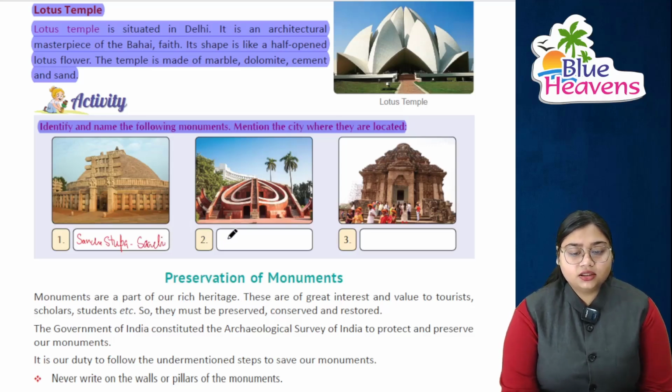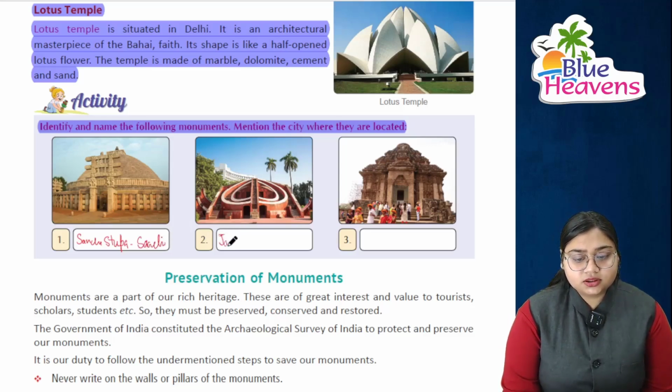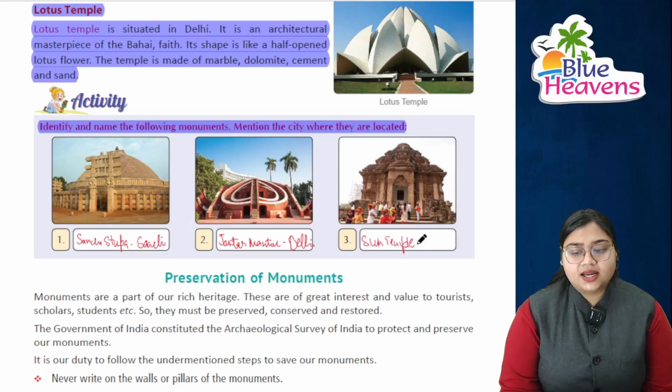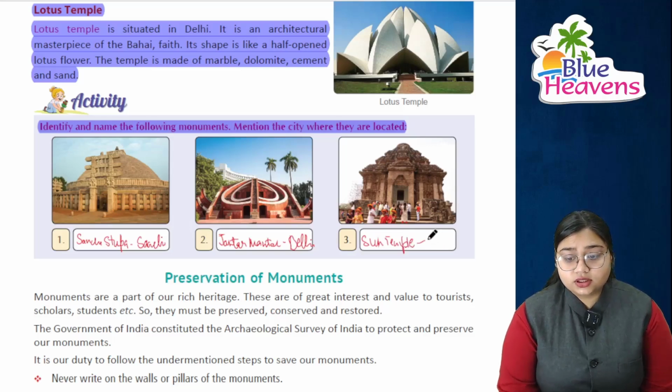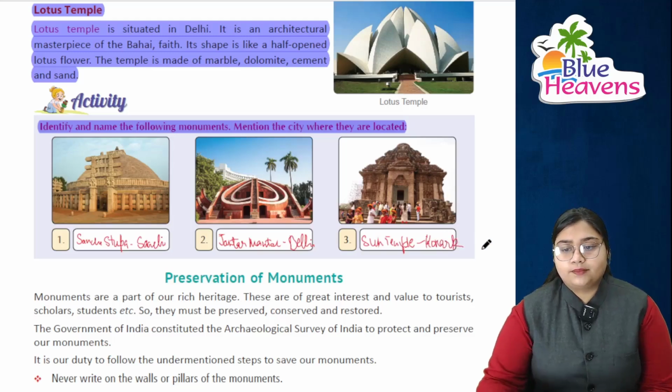Next is our Jantar Mantar, and its city is Delhi. The next is Sun Temple, and the name of the city in which it is located is Konark in Odisha.